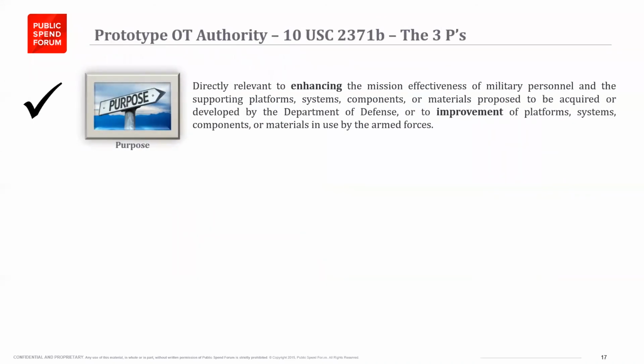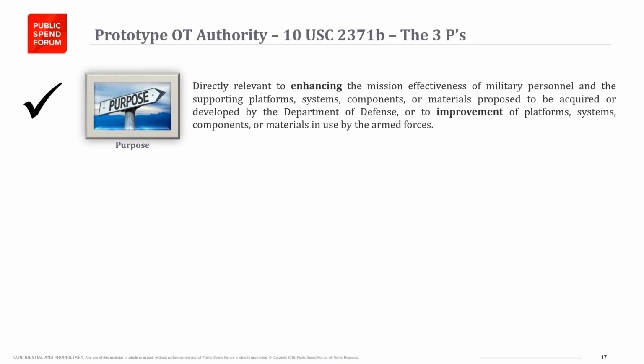So when I think of prototype authority, I've got a little trick to make it super simple to understand what it is and how you can use it. There's really only 3 requirements to use prototype OT for DoD, and number 1 is purpose. Super simple. The purpose is statutory. Congress tells us what the purpose is. The purpose of the resulting agreement must be directly relevant to enhancing mission effectiveness, and then we have a whole list of stuff, or to improvement of, and then we have a whole list of stuff.